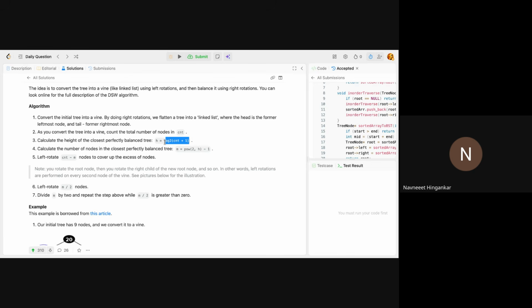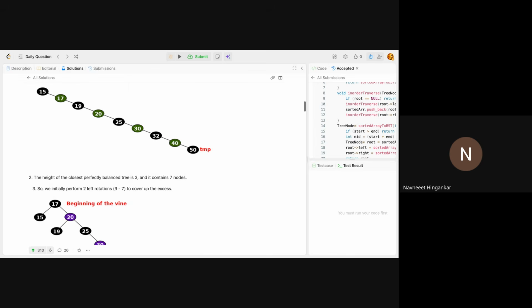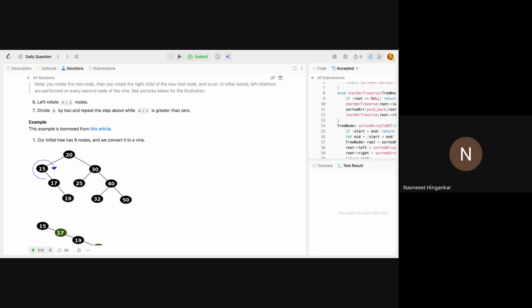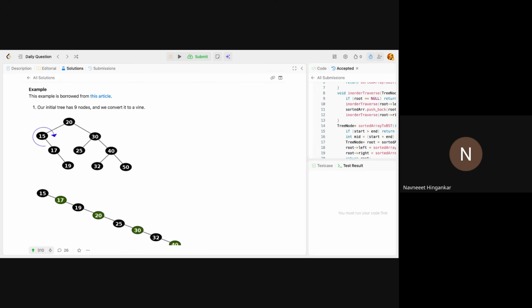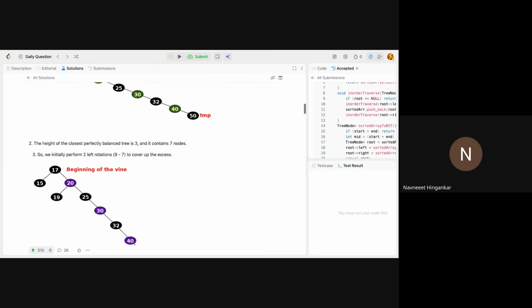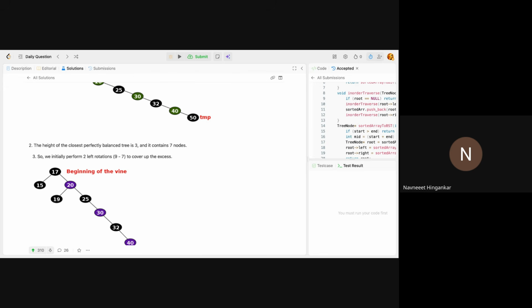This is floor, right? Log 2 is floor. So okay. Okay, let's see here. Our initial tree has 9 nodes and we convert it into a vine like this, with right rotations. But that's a simple linked list. Now, how is this helping to understand? And I do cut 7 nodes.